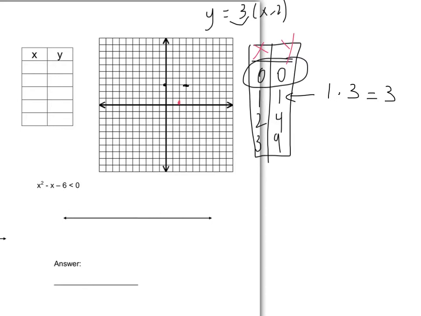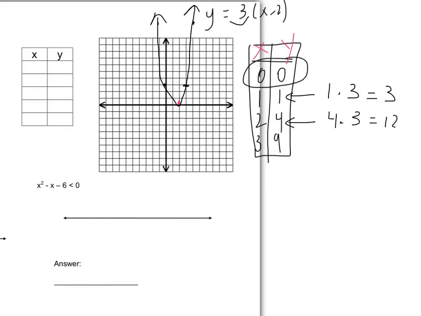So 4 times 3 is going to be 12. So it means you have to go from the vertex. Remember, you always count from the vertex. You have to go up 12 and then 2 to the right. So up 12 is going to be somewhere over here and up. So it's going to be here, another point over here. So basically this is it.